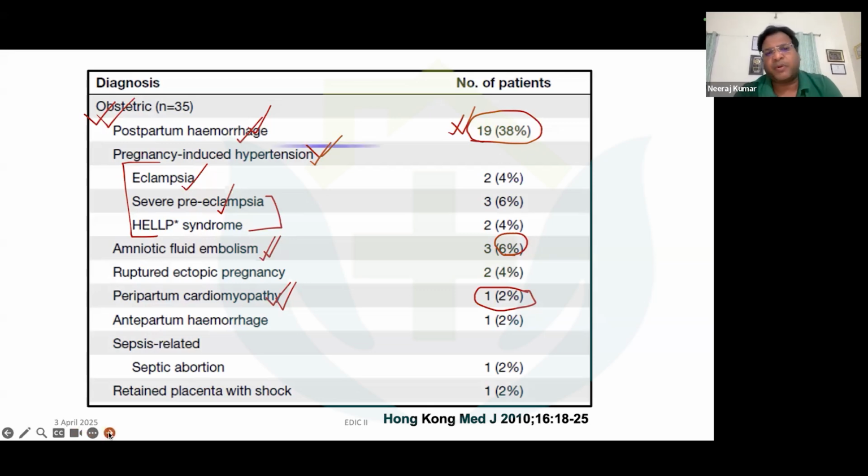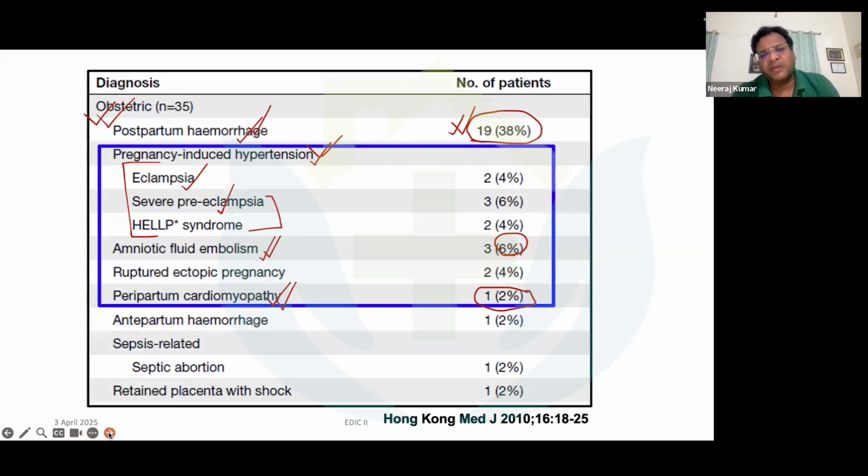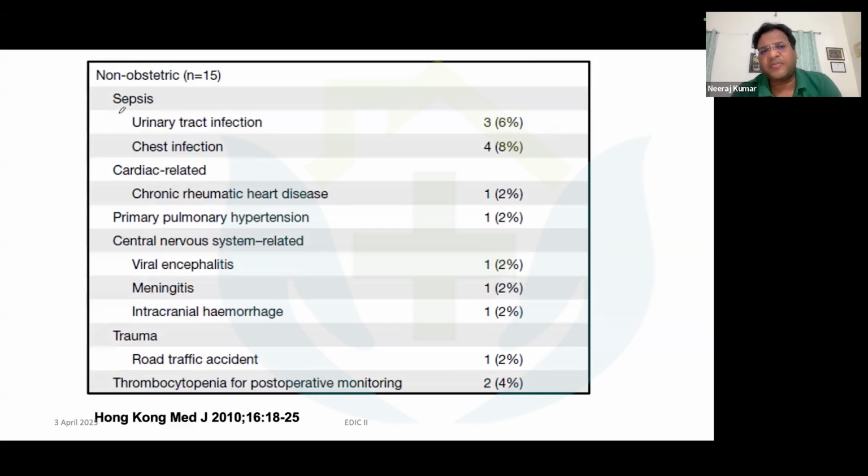Now coming to the next part, what will be the non-obstetric causes. Sepsis is a non-obstetric cause covering around 7% of the patients, which includes sepsis, maybe UTI, and chest infection. A few cardiac-related problems were also there, and some CNS-related ones like encephalitis and meningitis. So this is, in a nutshell, about this retrospective study. Then, the importance of obstetric ICU admissions, and if there is an obstetric ICU admission, what the obstetric causes and the non-obstetric causes will be, you should keep in your mind.